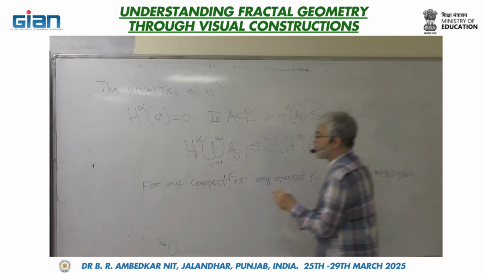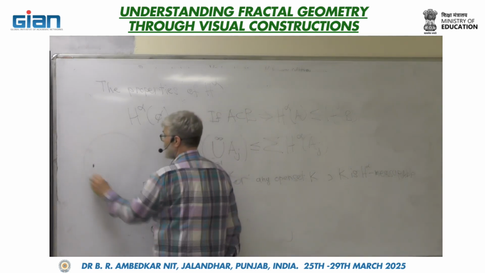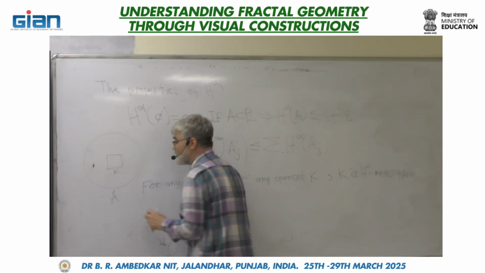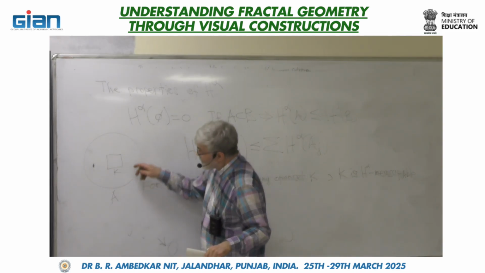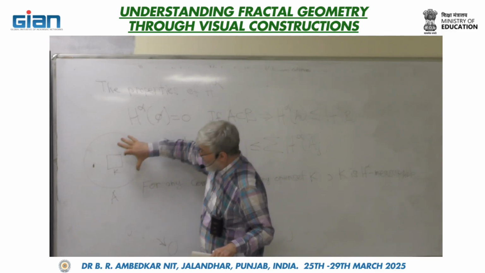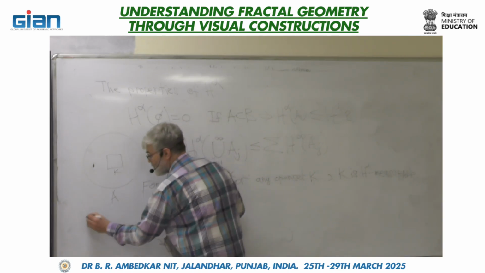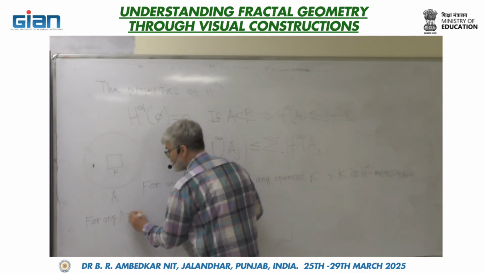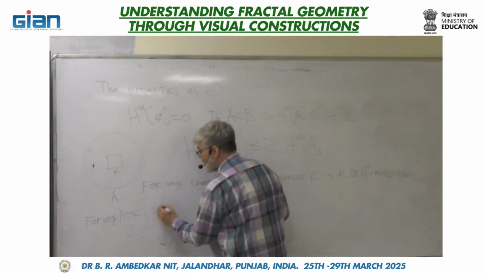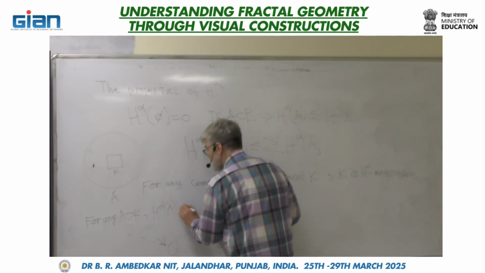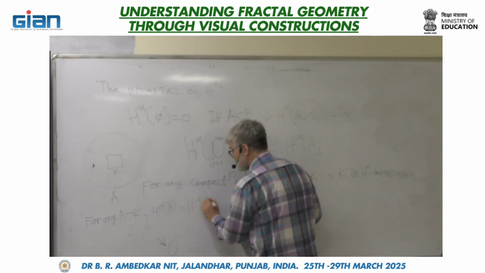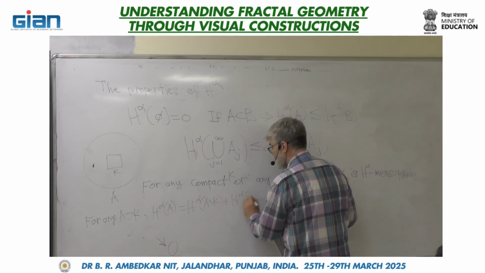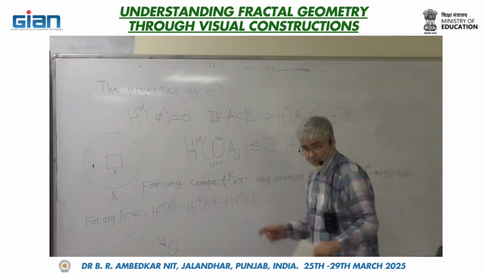What does it mean that a set is measurable? Consider some set A and set K. If the measure of A, for any A containing K, H alpha of A equals H alpha of A minus K plus H alpha of K, this means that K is measurable.